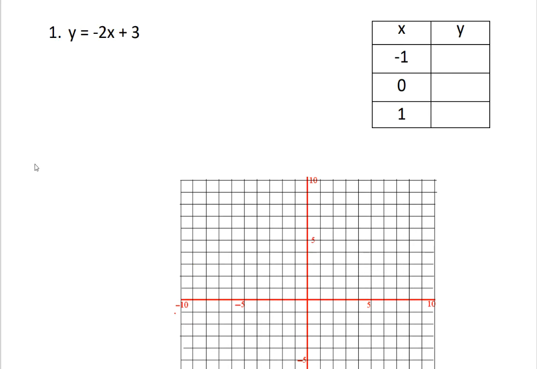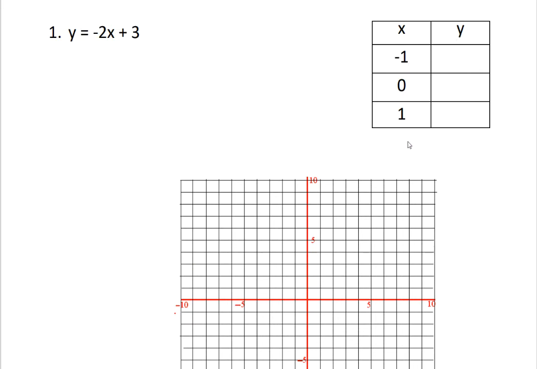To graph an equation by using a t-table, we take our linear equation and we choose points to plug in for our x values. And we plug those values in to find the y values that go with them, and that creates a coordinate that we can plot on our graph.